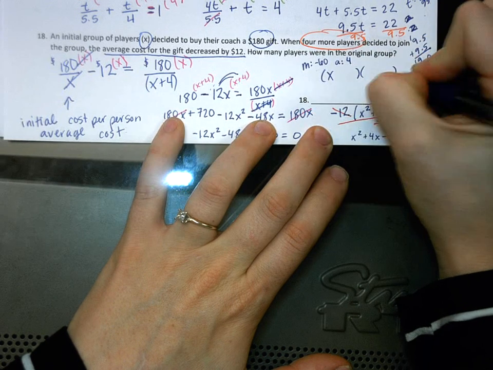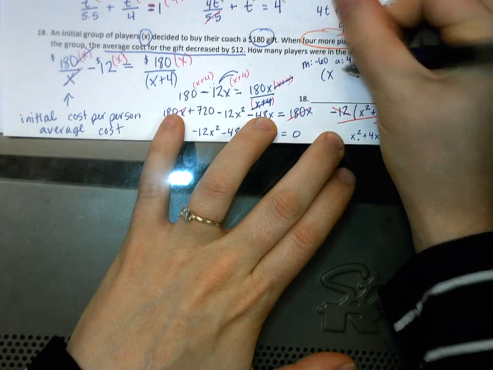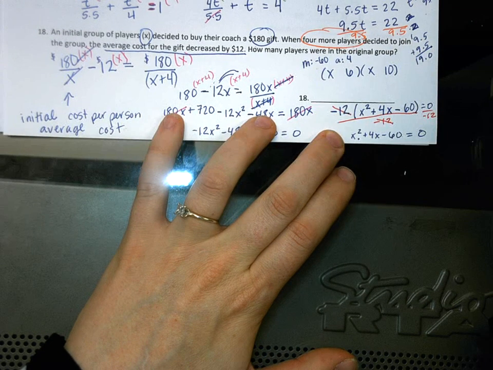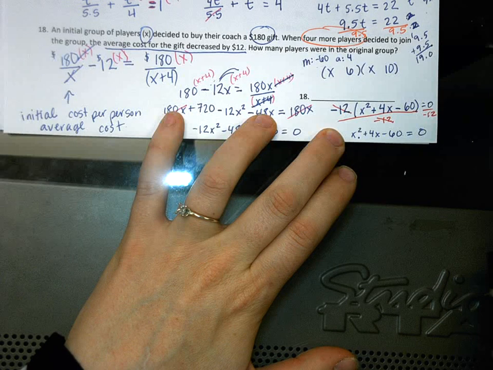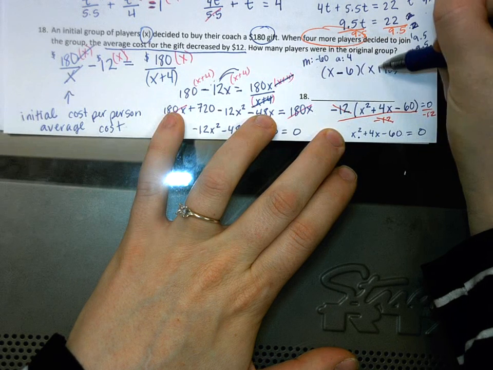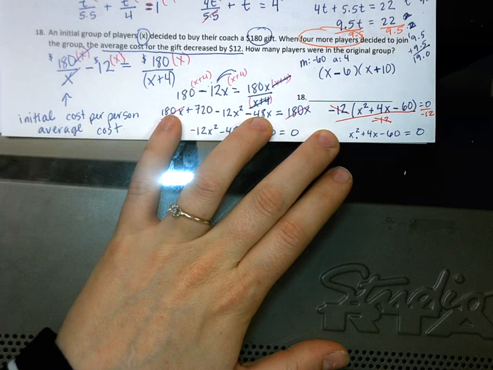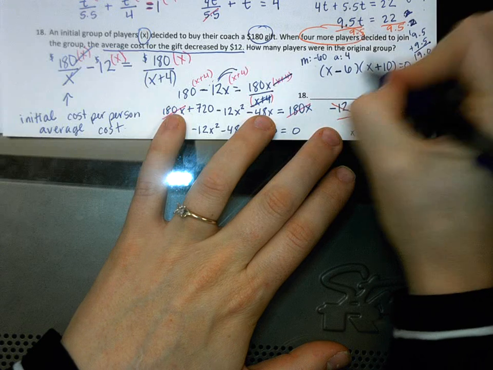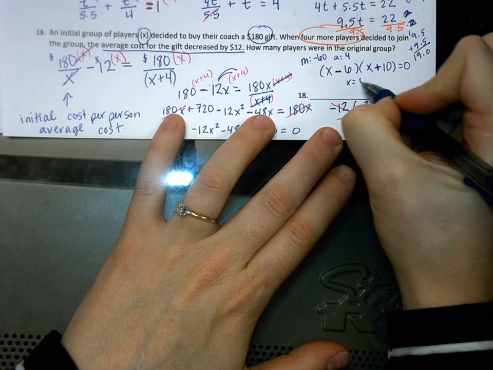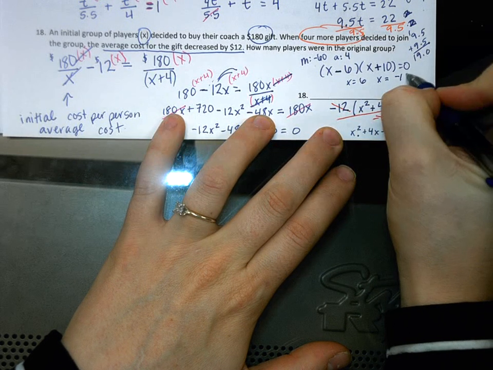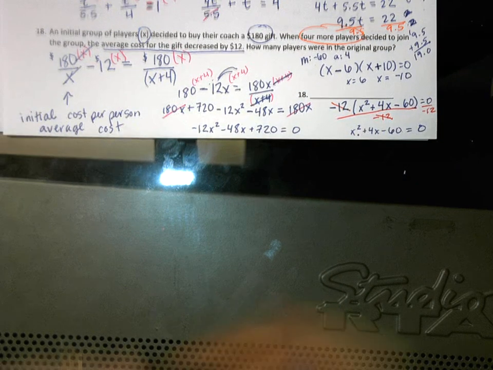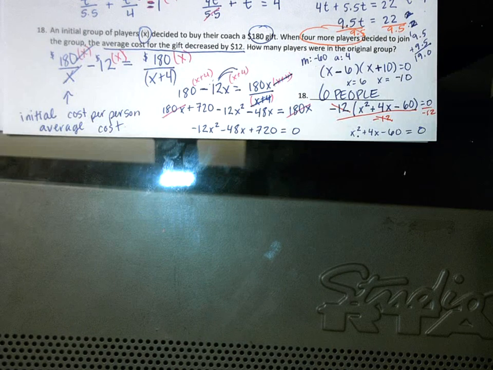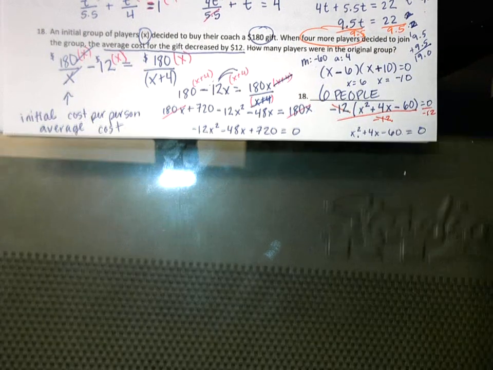X times x is x squared. 6 times 10 is 60. Which one needs to be negative so that my 4 is positive? Negative 6, positive 10. 10 minus 6 is 4. Do we get that? Okay, I have two solutions for x right here: 6 and negative 10. Which one is the correct answer? 6. Because I can't have negative 10 people. You can have negative numbers in answers in some places, but in this case, you can't have negative 10 people.